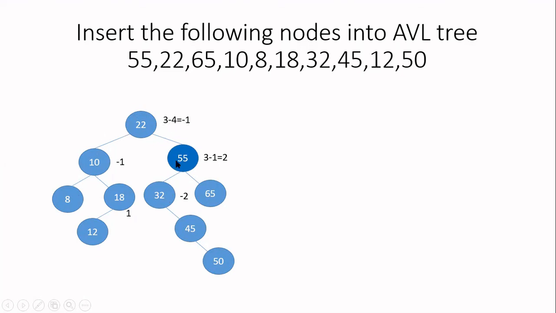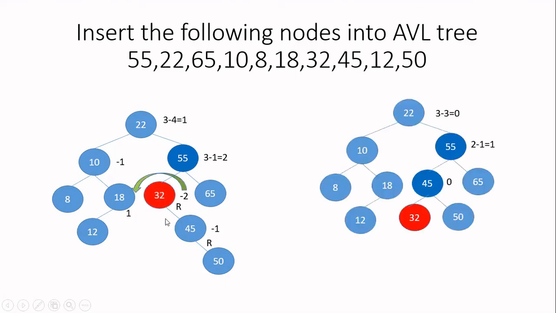Now in this tree, we have two nodes having imbalance. One is 32, another is 55. So which is the node to be balanced? Always we are going to consider the node starting from the newly added node towards the leaf. You will encounter 32 first, then only you will reach 55. Therefore, 32 should be balanced. So now let us go and balance 32.